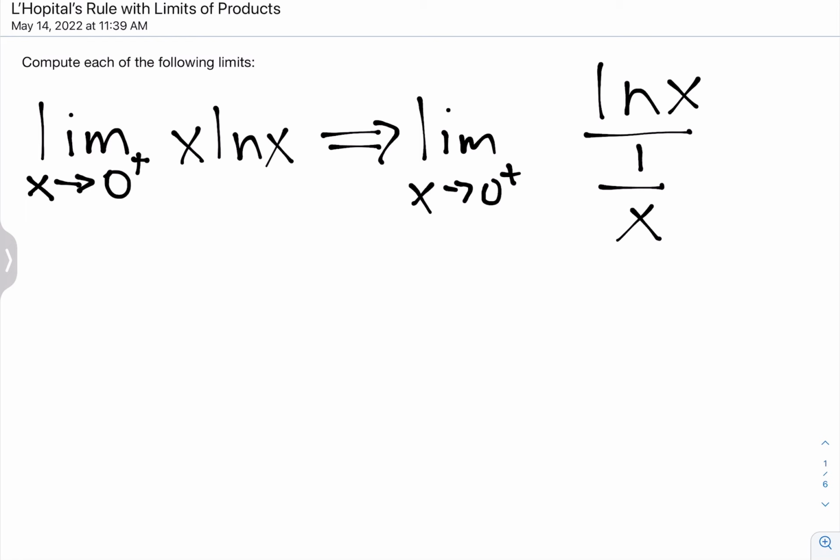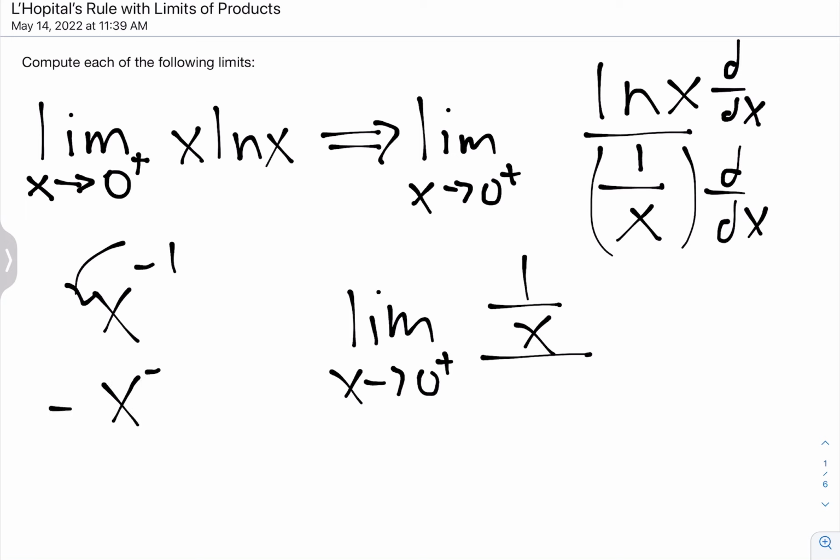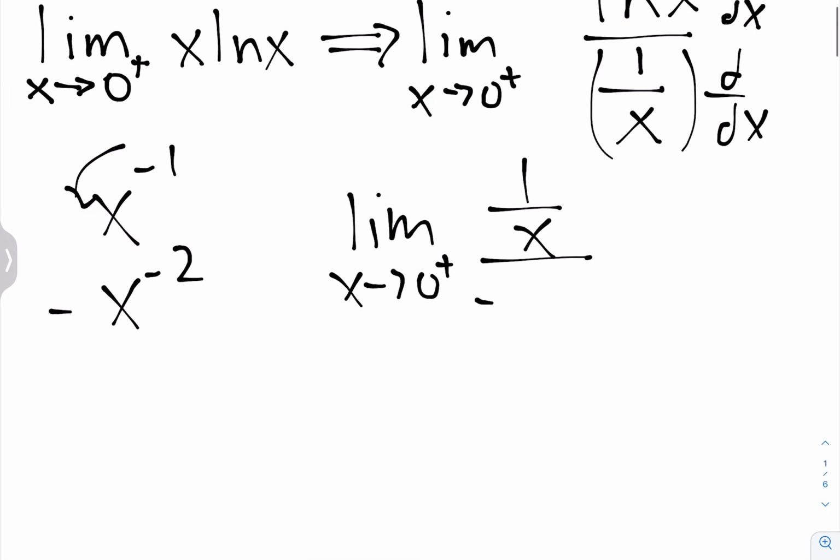We're going to have to differentiate the top and the bottom. So we're going to have d by dx of the top divided by d by dx of the bottom. So we're going to get the limit as x approaches 0 from the positive direction. The derivative of the natural log of x is just 1 over x. And the derivative of 1 over x, that's like the derivative of x to the negative 1. So if we use the power rule, it's going to be negative x to the negative 2. So that's the same as negative 1 over x squared.